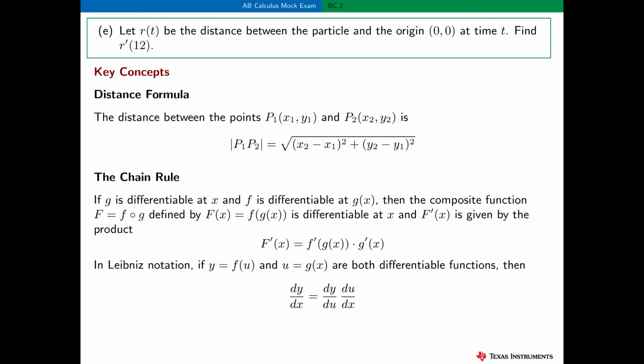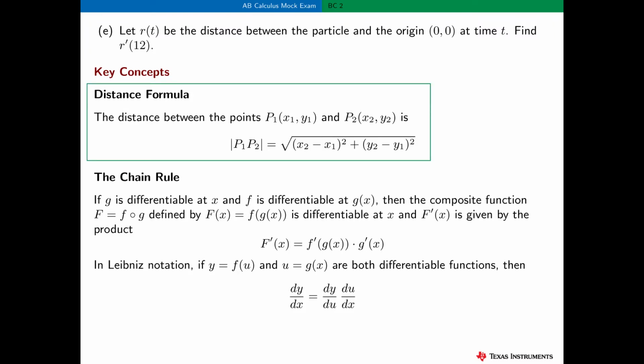In part E, a new function r is defined to be the distance between the particle and the origin at time t, and we need to find r prime of 12. The key concepts needed to solve this problem are the distance between 2 points in the plane and the chain rule. We'll also use the power rule, but I'm going to focus on the chain rule.